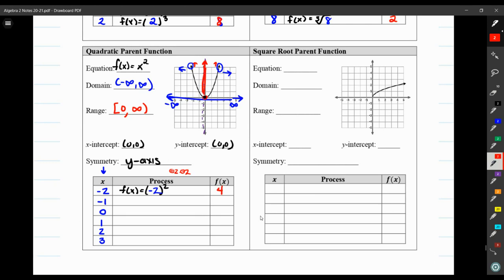Okay, that kind of makes sense so far. It's not supposed to be negative because my range says I'm allowed to have every y value as long as it's above 0. And so far, we're above 0. Now let's try the next one.